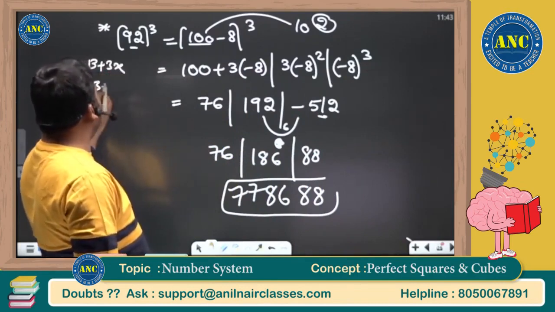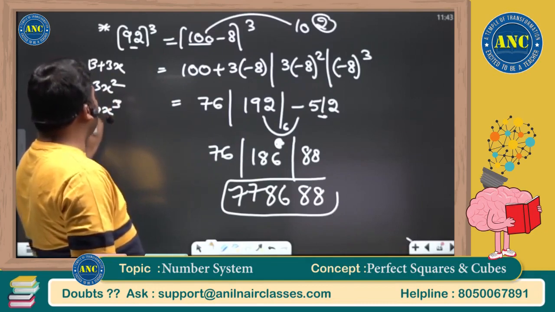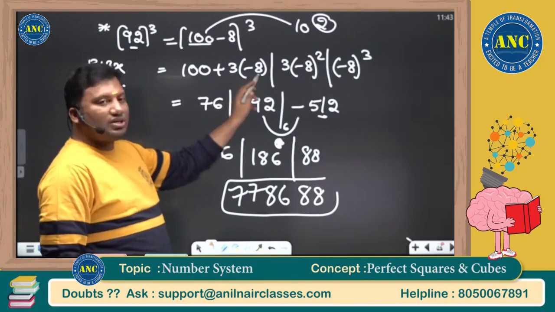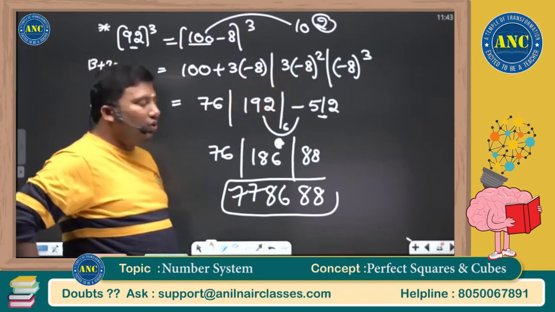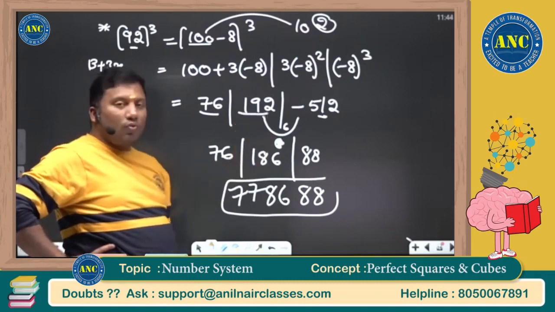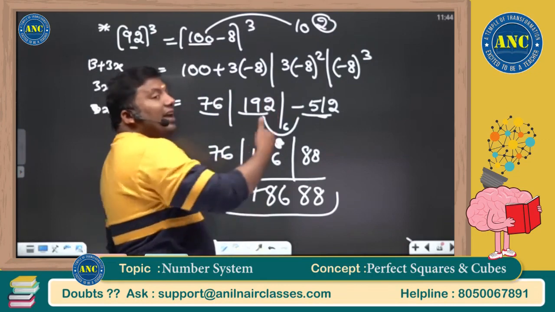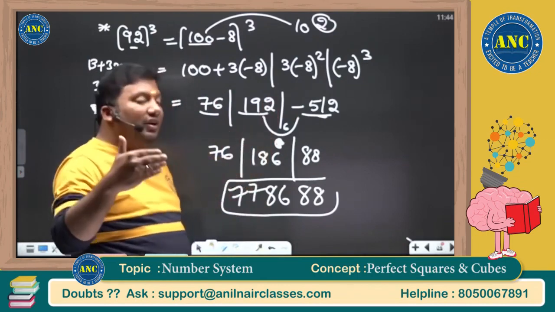First term is b plus 3x. Next term is 3x square. Last term is x cube. b plus 3x, 3x square and x cube. 100 minus 24 is 76. 64 times 3 is 192. Minus 8 cube is minus 512. I will take a carry which converts the negative into positive.